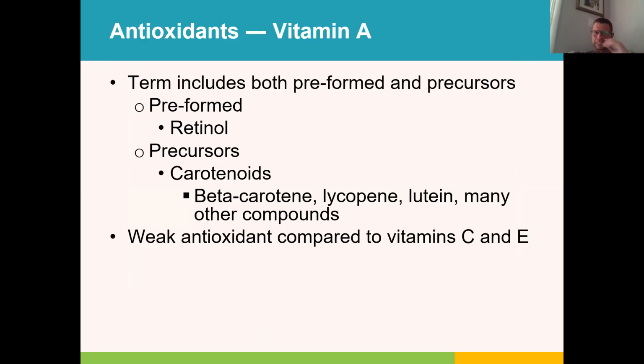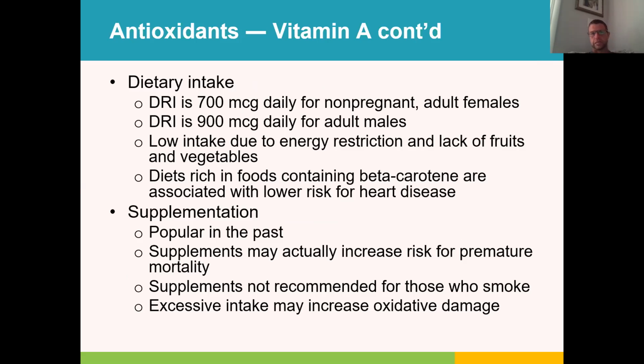Vitamin A is an antioxidant. The term includes both preformed and precursors. So the preformed is retinol. Precursors include beta-carotene and other carotenoid compounds, which are weak antioxidants compared to vitamin C and E. So it's not as strong as C and E, right? DRI is 700 micrograms, not milligrams daily as the other ones, for non-pregnant adult females. DRI is 900 micrograms daily for adult males.